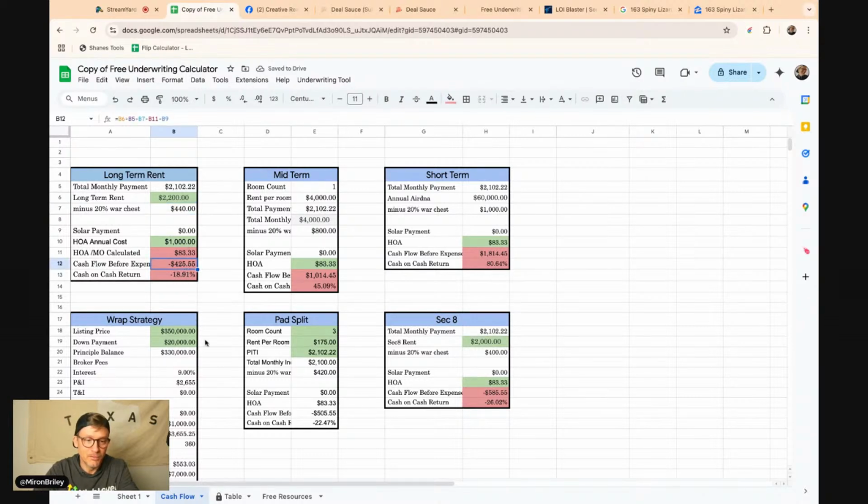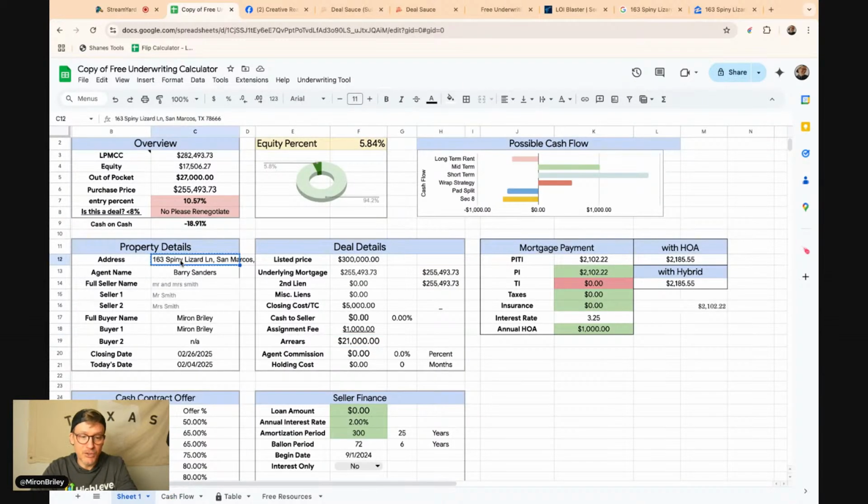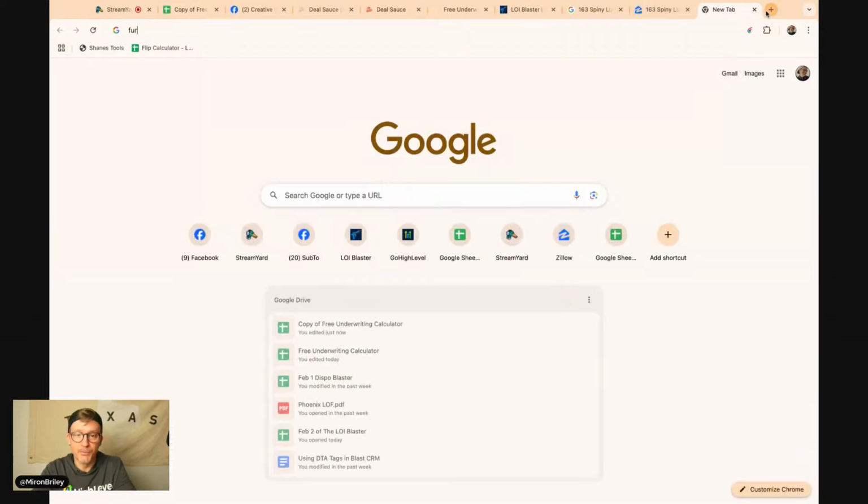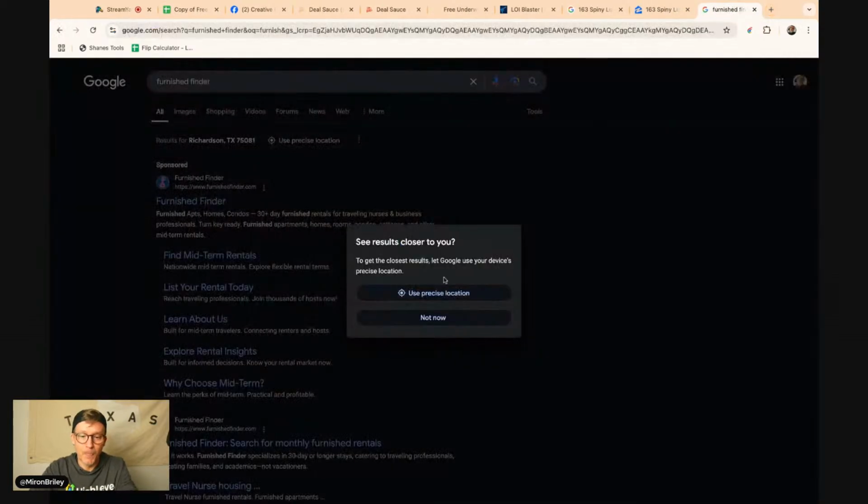I'm losing money because I have to put. Well, how about this? I'm breaking even. Like it's literally I have to pay the HOA, and I can't put anything back for war chest on this one. It does have an HOA, so I probably can't do a midterm or a short term. Let's try to do a midterm. Sure, that's fine.